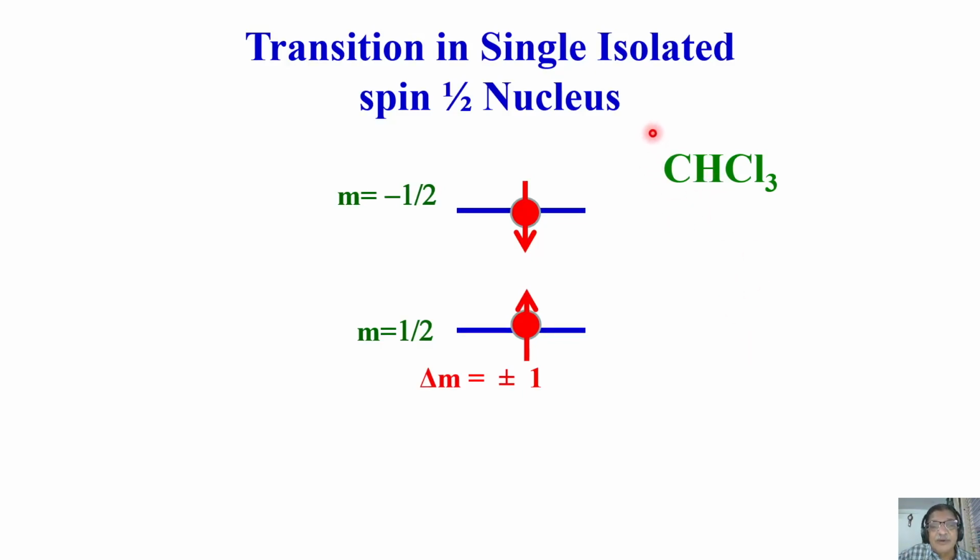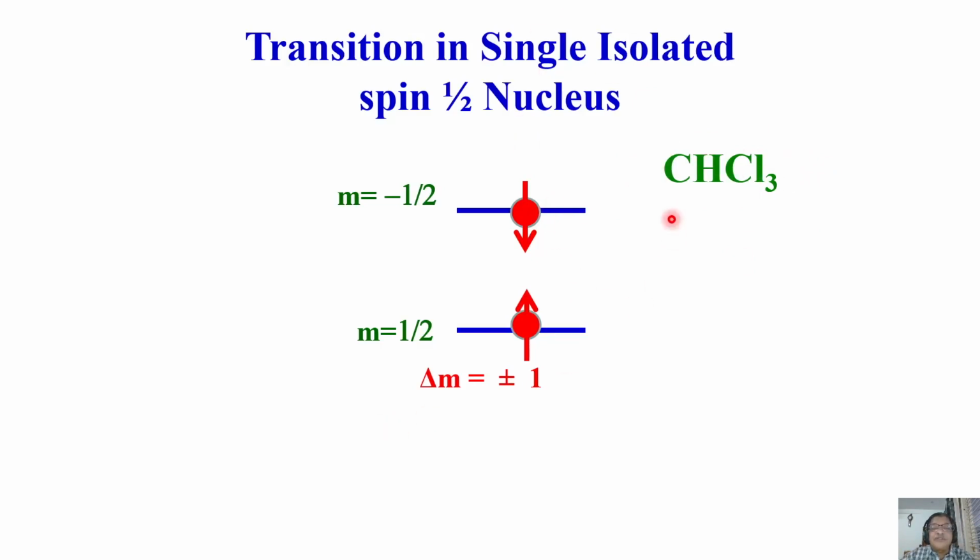We will assume that the molecule has 99% carbon 12 attached to CHCl3, carbon 12 HCl3. We will consider the 99% molecule, and not worry about the 1%. Then it is like an isolated single spin system, because this proton doesn't couple to the carbon, and this is a carbon 12 isotopomer.